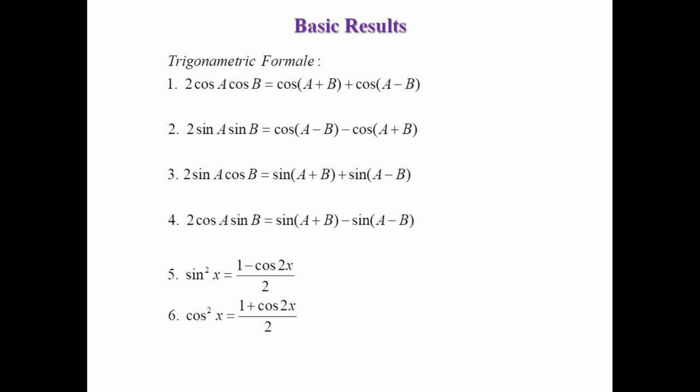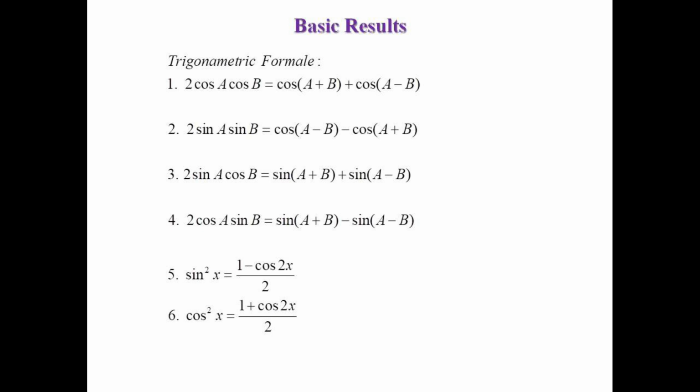The trigonometric results which are required to learn this type number 2 are: 2 cos a cos b equal to cos of a plus b plus cos of a minus b. Then 2 sin a sin b is equal to cos of a minus b minus cos of a plus b. 2 sin a cos b equal to sin of a plus b plus sin of a minus b. And 2 cos a sin b equal to sin of a plus b minus sin of a minus b.